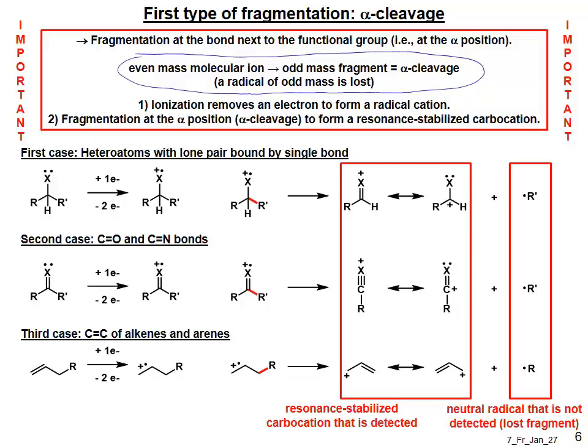So a very important signature of alpha cleavages is that you start with an even molecular ion and you go to odd fragments on the spectrum. Let's look at some of the things that are involved here.